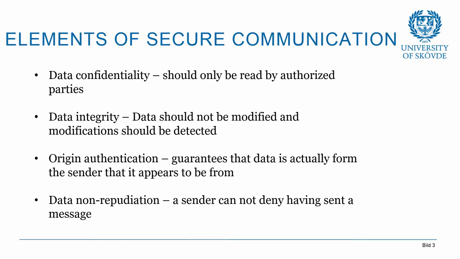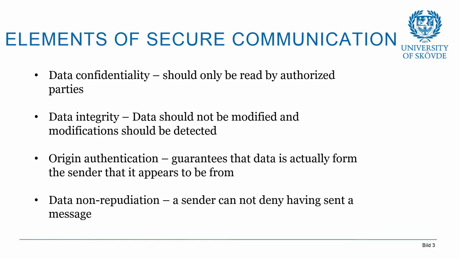There are some elements of secure communication, or properties rather, that we want to achieve. The first one is data confidentiality, which means that data should only be read by authorized parties. There should be no way for someone that is not allowed to read a document or a message to read that document or message. Another property is data integrity. Data integrity means that data should not be modified, and if data is modified, it should be possible to detect that it has been modified. And this is of course to ensure that no one can perform a man-in-the-middle attack and change the content of a message between two parties.